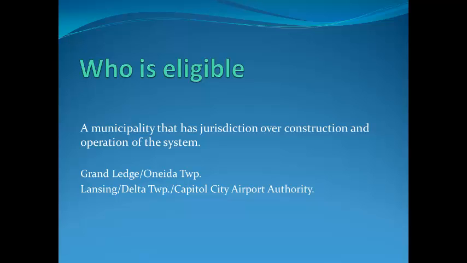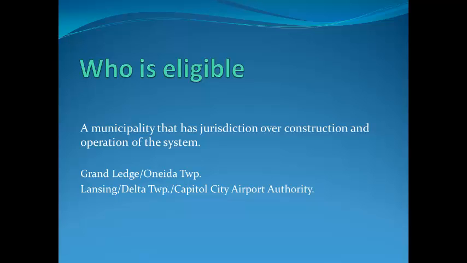Who is eligible? A municipality is eligible that has jurisdiction over construction and operation of the system. We have two examples here. The first example is the Lansing, Delta Township, and Capital City Airport. Lansing is a service provider to a number of municipalities in the area. Lansing has a wastewater treatment plant and then bills outlying townships as wholesale customers. Delta Township, as a wholesale customer, has a collection system that they take the treatment costs from the city of Lansing and add to that their own local operation of the collection system costs and their administration costs.